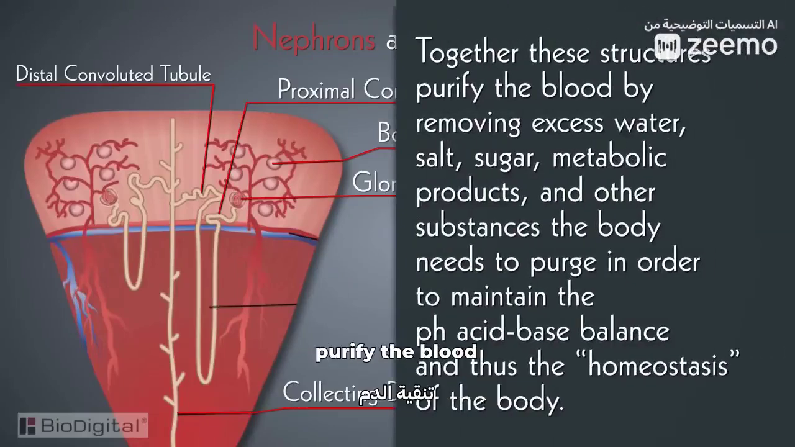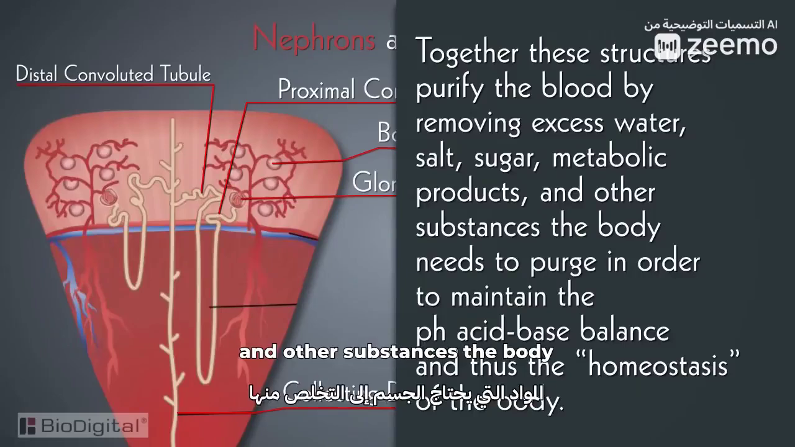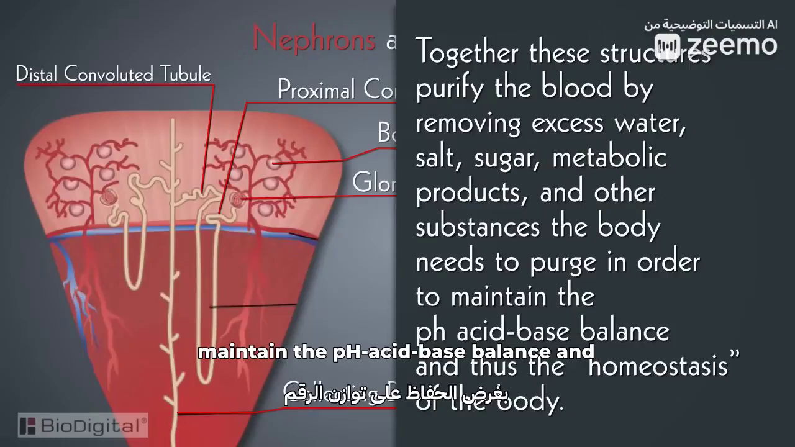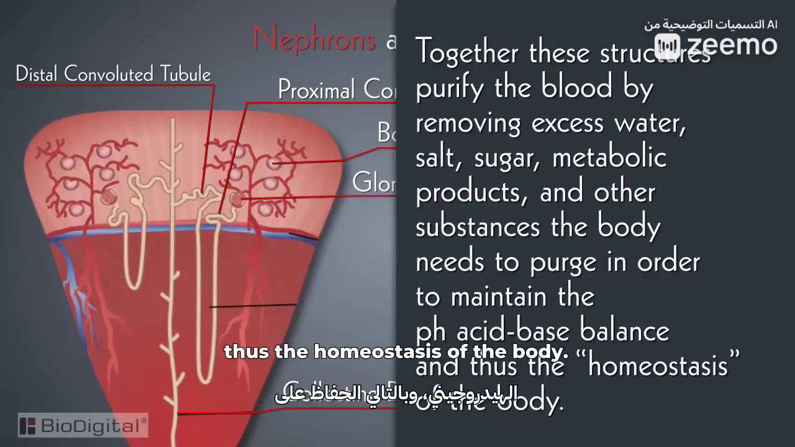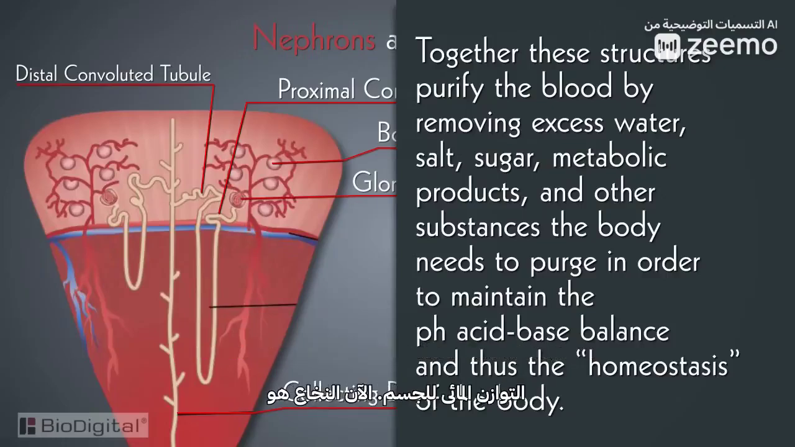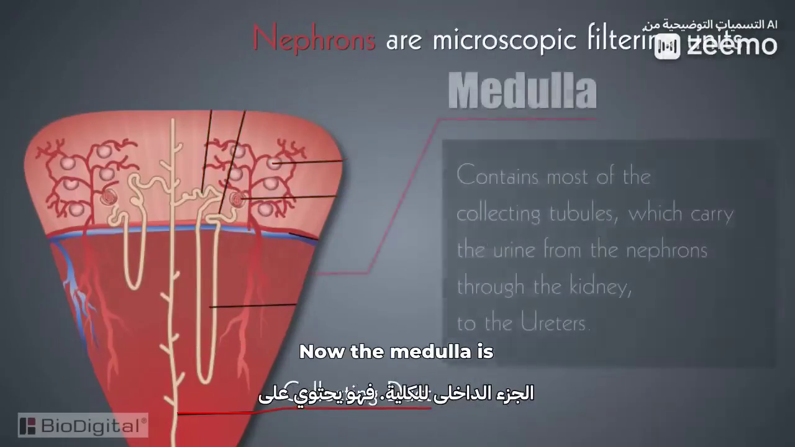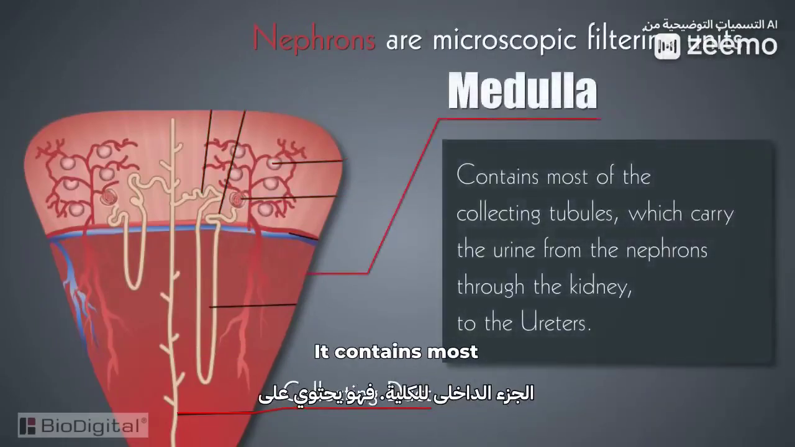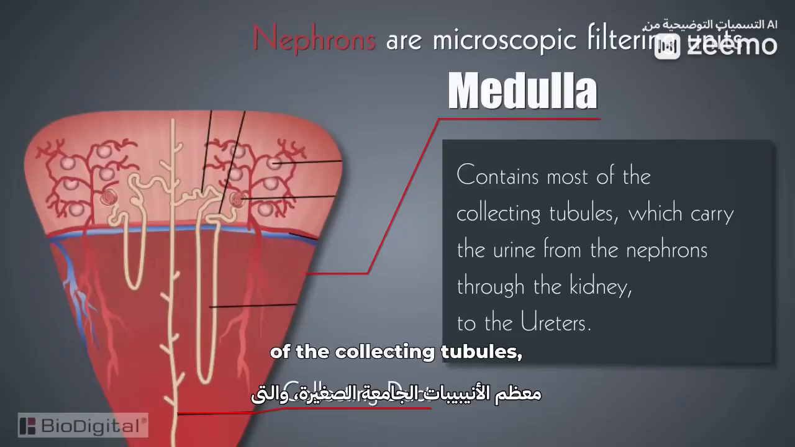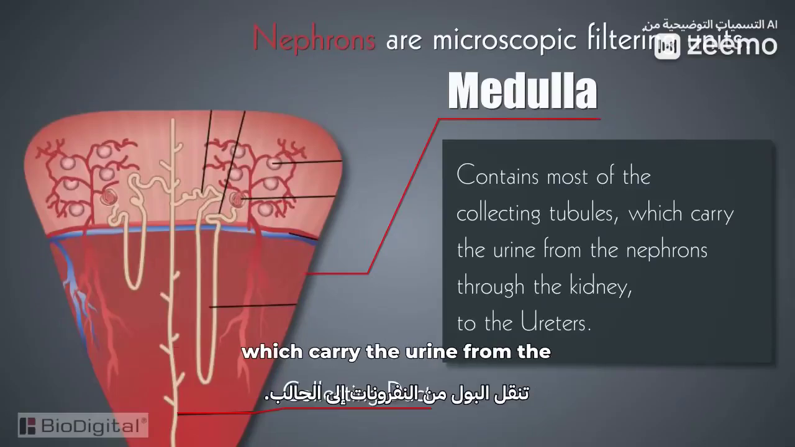Together, these structures purify the blood by removing excess water, salt, sugar, metabolic products, and other substances the body needs to purge in order to maintain the pH acid-base balance and thus the homeostasis of the body. Now the medulla is the inner section of the kidney. It contains most of the collecting tubules, which carry the urine from the nephrons through the kidney to the ureters.